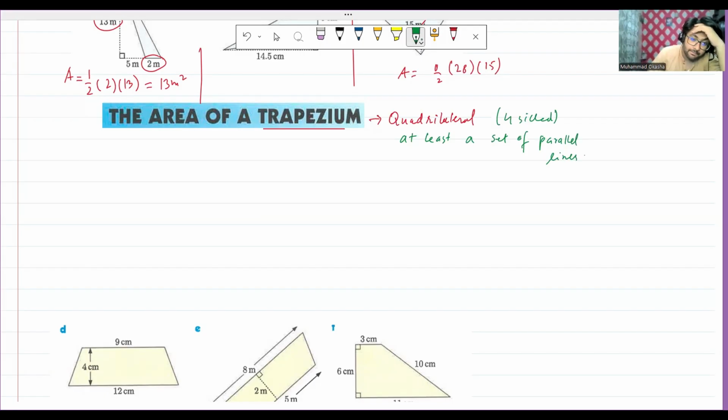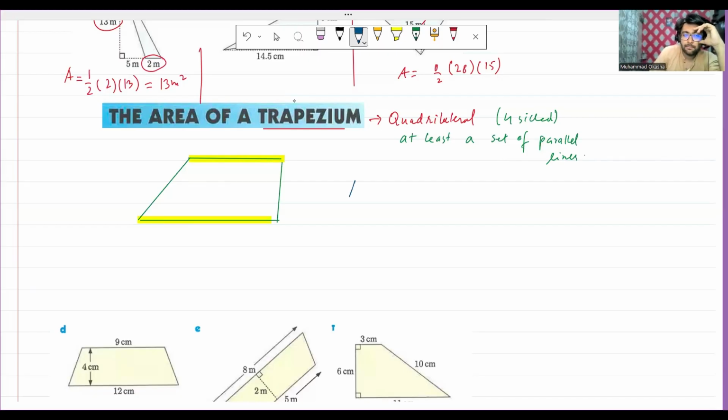A trapezium can have any shape, as long as it has 2 parallel lines, it is a trapezium. I'll give you an example. Take a look. If I were to draw a shape like this, it is a trapezium. Why is this a trapezium? Because first of all, it has 4 sides and it has parallel lines. Make sure that it has a set of parallel lines and it has 4 sides.